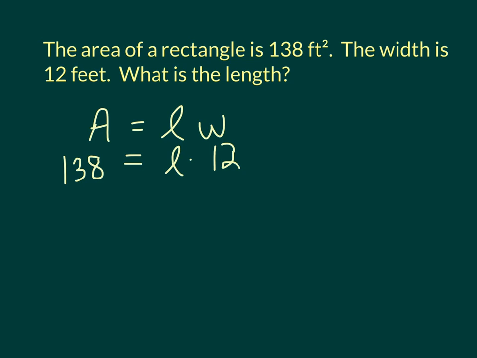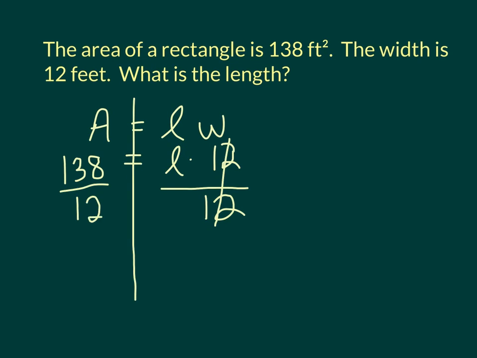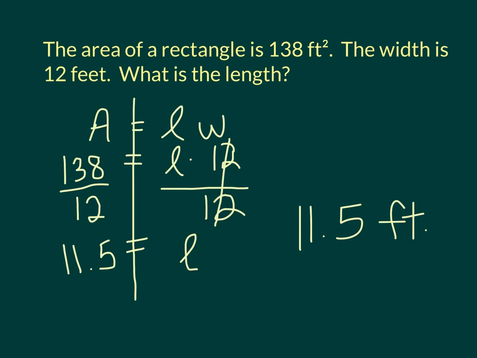To get this L by itself, I'm looking at it, and it says I'm multiplying 12 by L. So if I want to cancel that out, I'm going to do the opposite. I'm going to divide by 12. That will cancel it out. And if I do that to one side, I have to do it to the other side. So now for L, if I do that on my calculator, 138 divided by 12 gives me 11 and 5/10, or 11.5. So my answer is that the length is 11.5 feet.